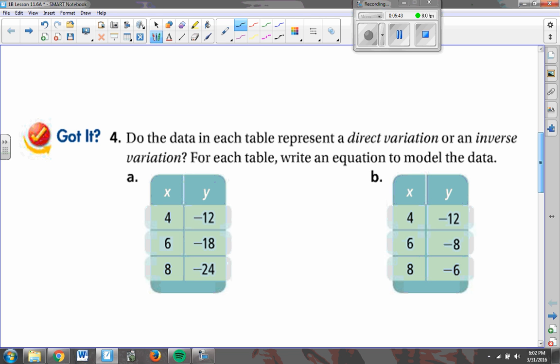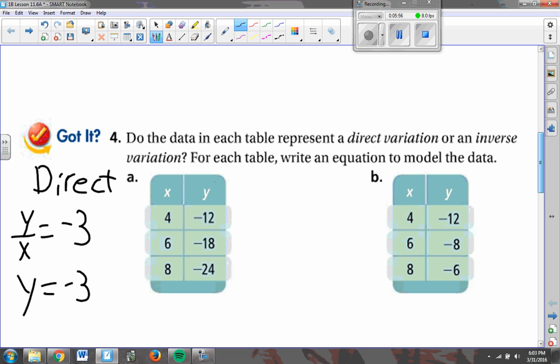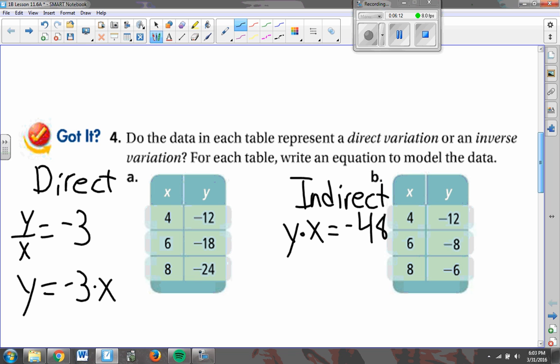All right, letter A here was definitely direct variation, because when I divide y divided by x, I get -3 every time, which means y equals -3 times x. Over here in letter B, it's the opposite. This is indirect variation, because when I multiply x times y, or sorry, y times x, every time I get -48, which means y equals -48 divided by x. Okay?